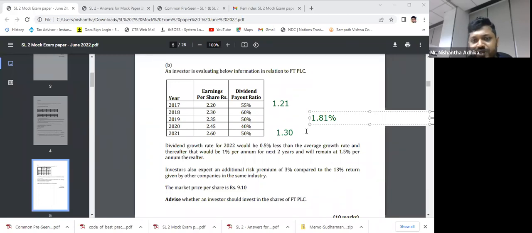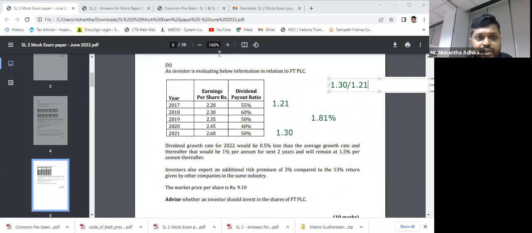Give me a second. 1.3 divided by 1.1, minus 1, then you will get the growth rate. Right, 1.81 is the growth rate.